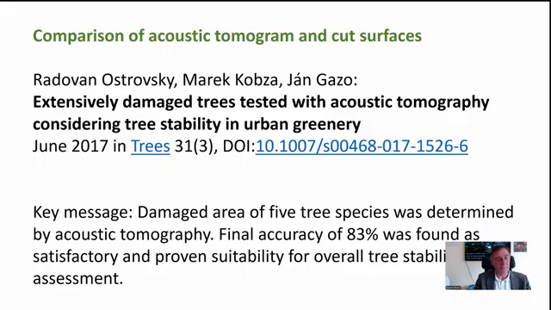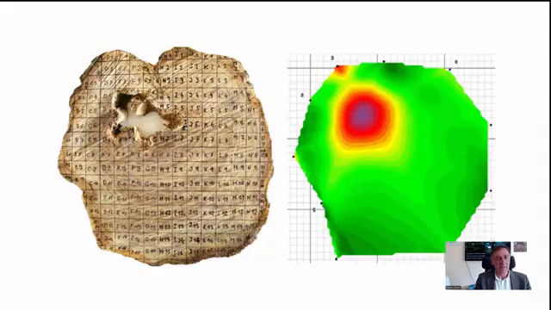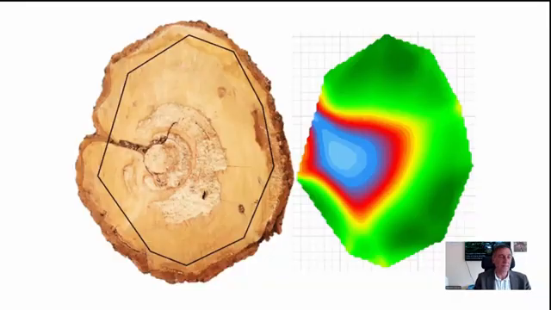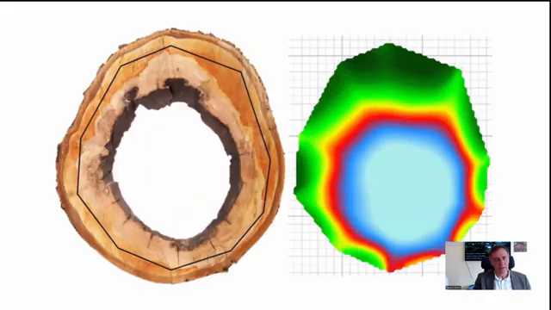Just let me show you an article made by Slovakian scientists. They compared the acoustic tomography image, and the names are Radovan Ostrovsky, Marek Kobza, and Jan Gazo. They performed the acoustic tomography with 10 sensors, and they cut the tree and compared the image. Here you see how it fits. The narrow crack is shown much bigger, but the recognition of the defect is quite accurate.